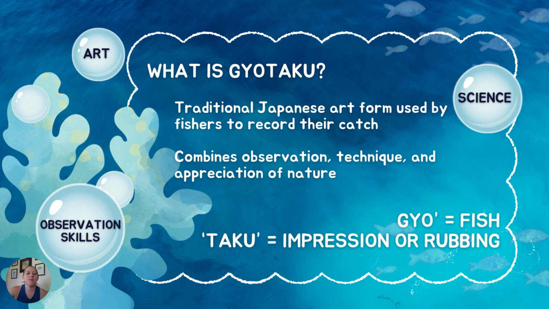So we start with the word itself. Gyo, one syllable, if you're trying to say it in Japanese, means fish. Taku, two syllables, meaning impression or rubbing. Now, if you say gyo taku, nobody's going to hate on you. But if you wanted to sound a little more authentic, you can say gyotaku and combine it all together, gyotaku.